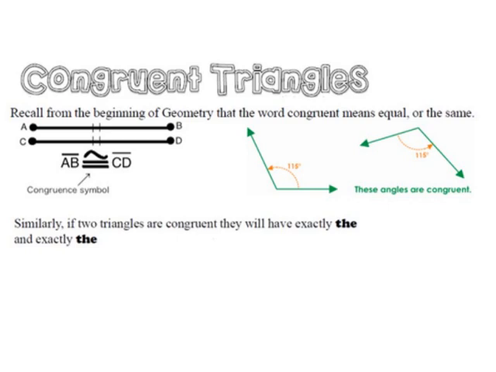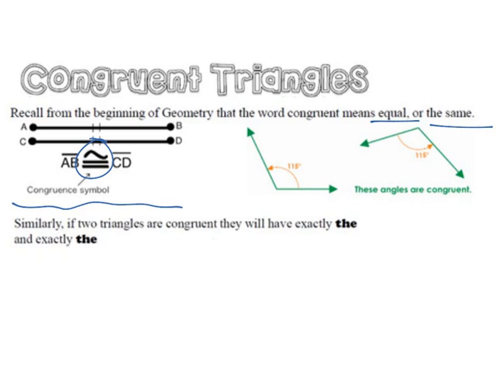So today we're talking about triangle congruence and the relationships within those triangles. We recall from the beginning of geometry that the word congruent means equal or the same. So look at those two line segments there. You have AB is congruent to CD. I'm right here in this area. The congruent symbol, we all know, looks like this.